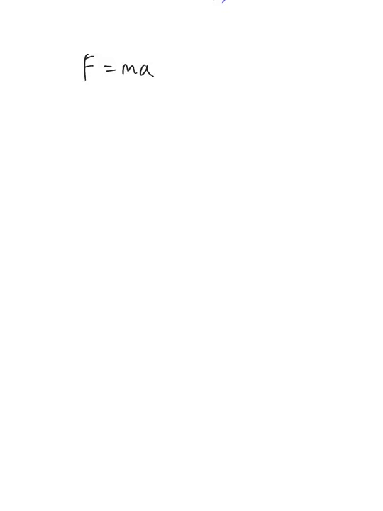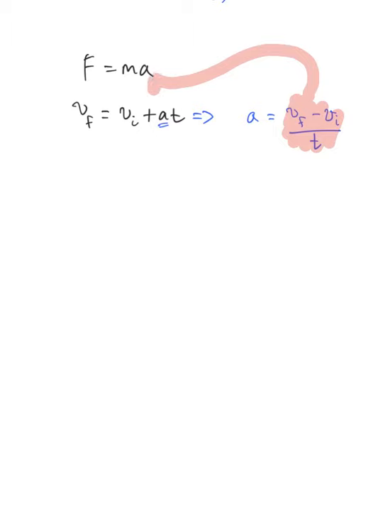But I also know this other equation, that V final equals V initial plus AT. And if I take this equation and solve it for A, I could write A equals V final minus V initial over T. I just solved this equation for A. And now I could take this expression and plug it in right there for A, since that's another name for A, and I would get something that looks like this.